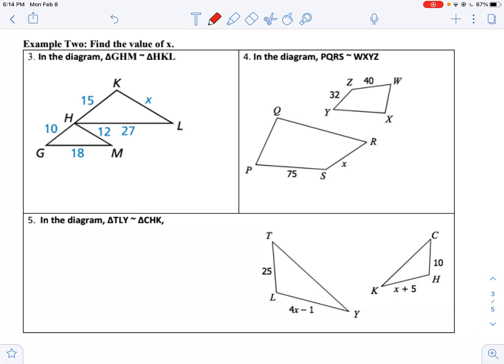Alright, welcome back to our Similar Figures series. This video is on how to solve for a missing side length in some similar figures.